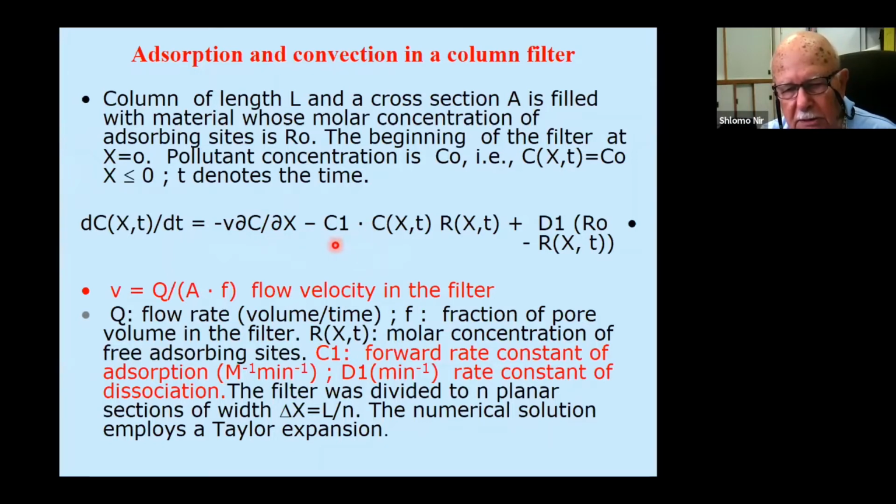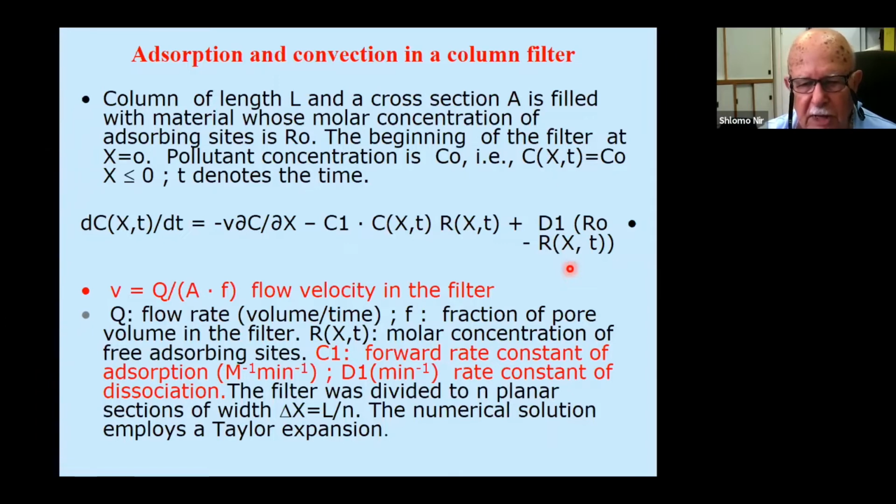Then the pollutant concentration is reduced due to adsorption. R(x,t) is the concentration of free adsorbing sites remaining. C is our concentration, the bimolecular reaction. C1 is the rate constant of adsorption. And then there is desorption also accounted for. D1 is the rate constant of desorption. R0 is the initial concentration of adsorbing sites; R0 minus the free sites is the molar concentration of occupied sites.